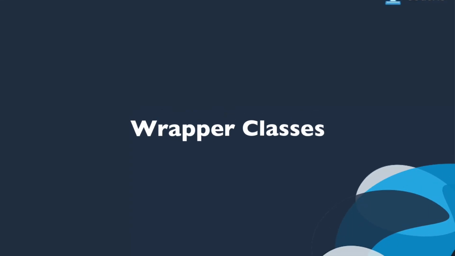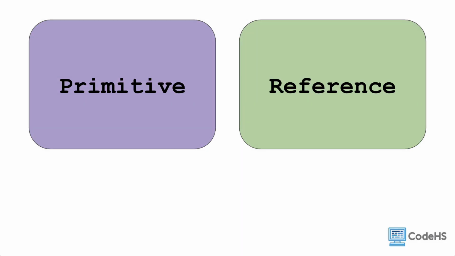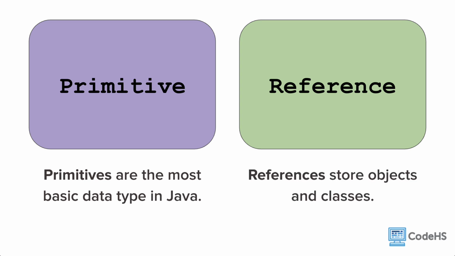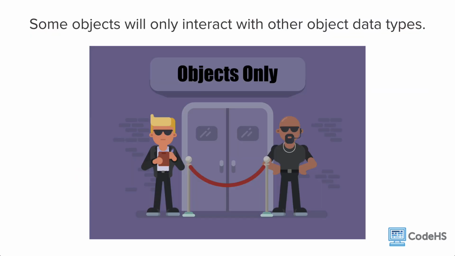Hi, in this lesson, you'll learn about wrapper classes. Throughout this course, you have learned about the differences between primitive types and reference types. Primitives are the most basic data type in Java and are built into the platform, and references store objects and classes. One issue that comes from having both primitive and reference types is the fact that some objects will only interact with other object data types.